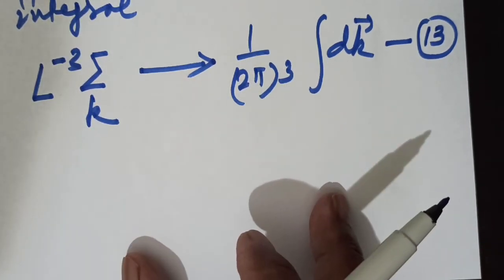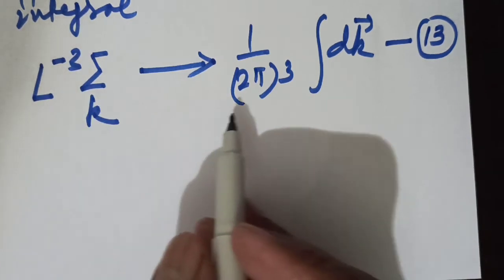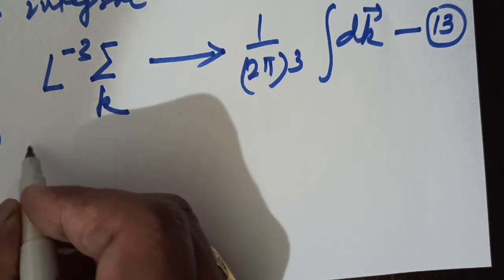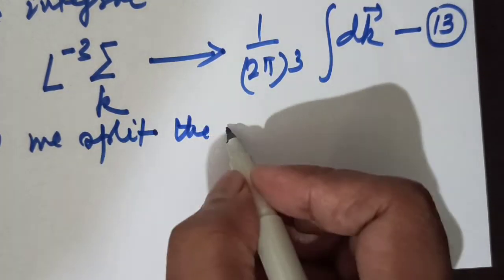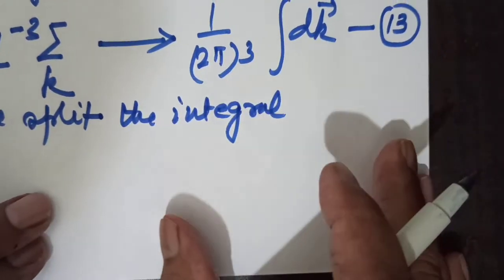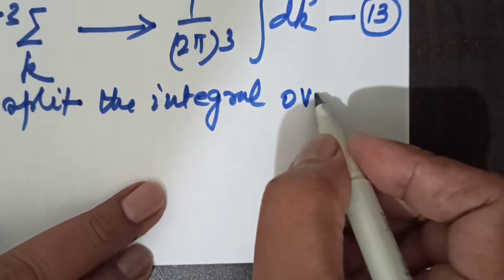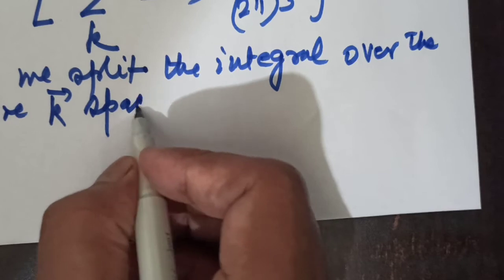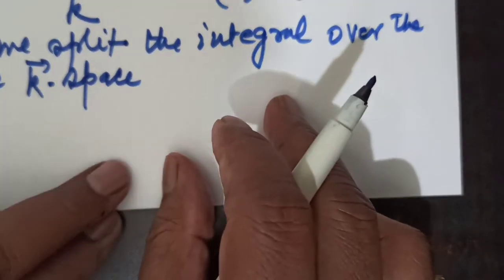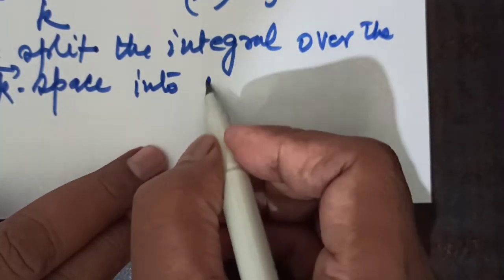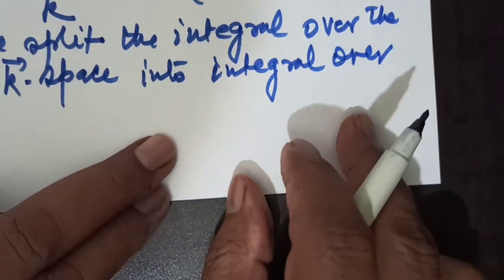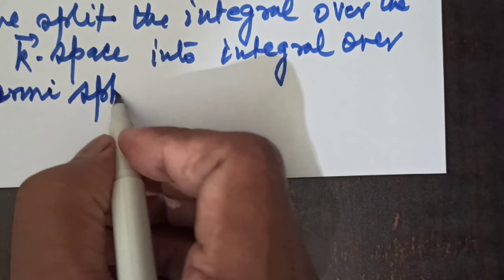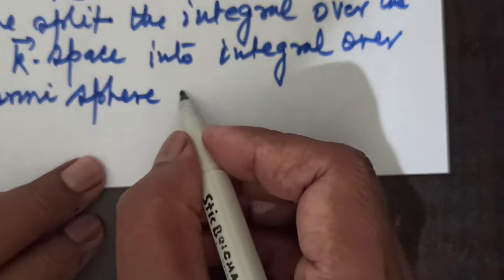Now what we will do next, we will split the integral over the entire k space into an integral over the Fermi sphere and the energy.